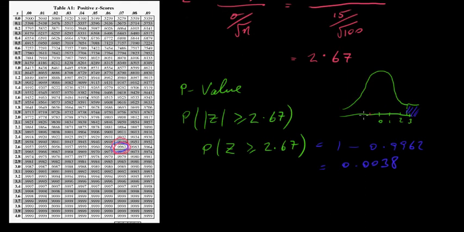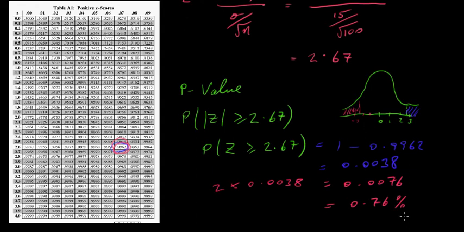So we're going to go 1, 2, 3. So this is minus 3. This is going to be minus here. So we're also looking at this part here. So we want to double this. So 2 times 0.0038. That's going to give us 0.0076.